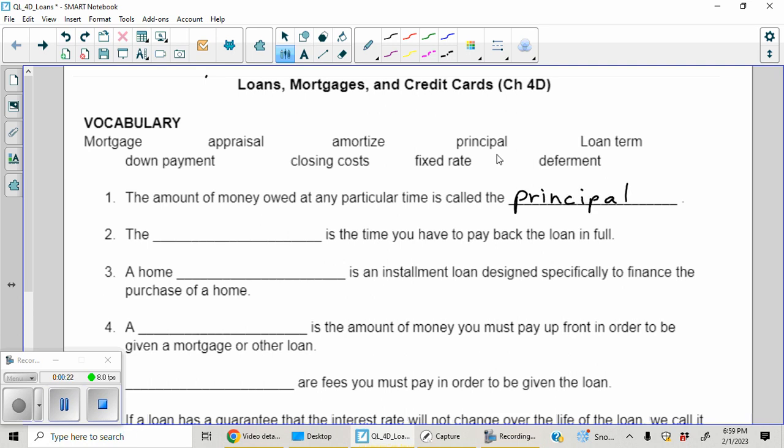It's also called the present value. The blank is the time you have to pay back the loan in full. That is the loan term.